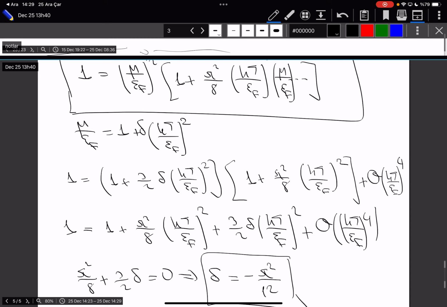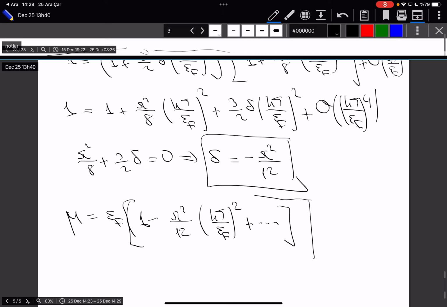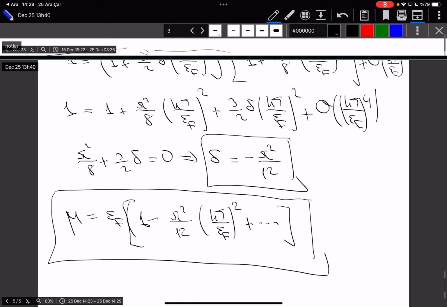So the chemical potential is epsilon Fermi times 1 minus pi squared over 12 times kT over epsilon Fermi squared plus higher order terms. We had already said that at T equal to 0, the chemical potential is epsilon Fermi. If we increase the temperature, it should get smaller and smaller. That is why we have that minus sign. This result is something we expected. So there are negative corrections at finite temperature.